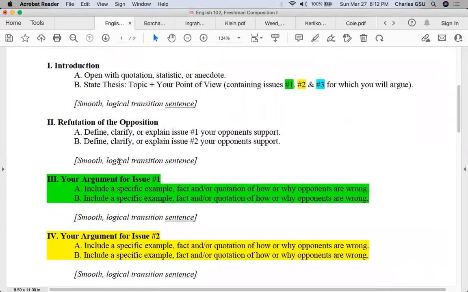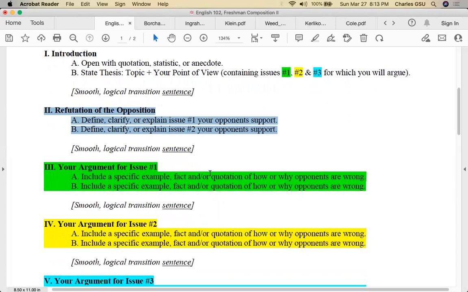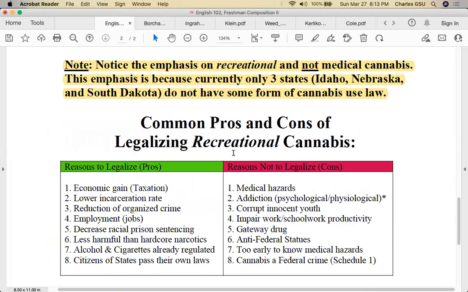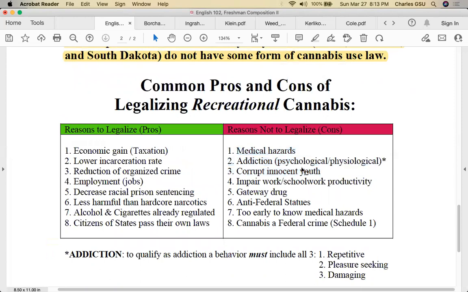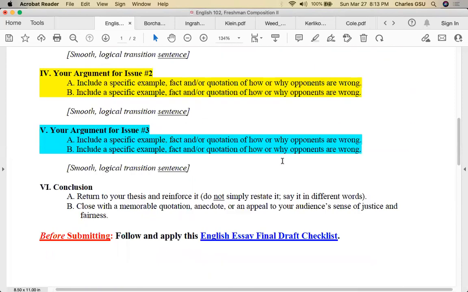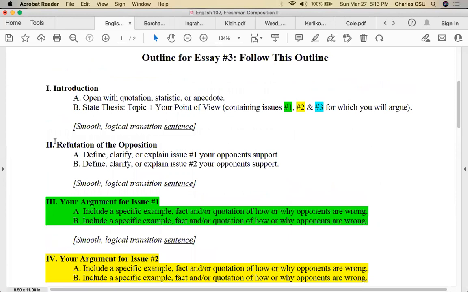However, before you dive into your three main points, if you are arguing that yes, we should legalize, you need to address your opponents, those who disagree with you. And so you would need to take a couple of these issues over here on the opposite side and say, okay, well, some people who don't want to legalize think it's a gateway drug, especially for the youth, and there are medical hazards to cannabis. And you would include those up here in your paragraph 2.